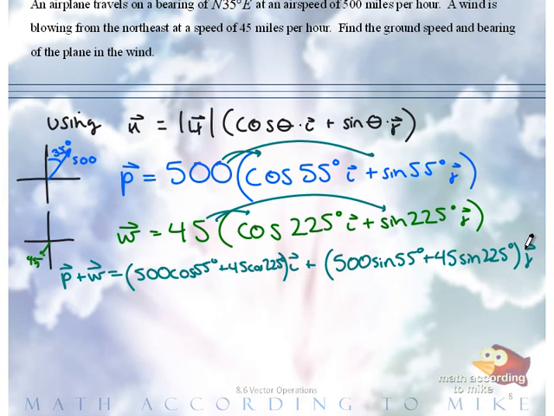Rounding to two decimal places, what is 500 cosine of 55 degrees plus 45 cosine of 225 degrees? Let's turn back to math. What is 500 cosine of 55 degrees plus 45 cosine of 225 degrees?